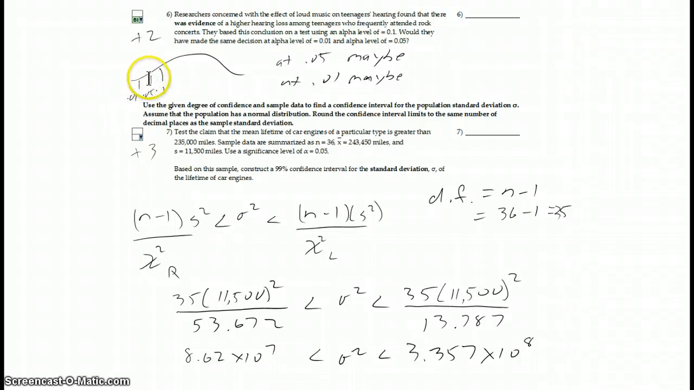Now the question is, would they have made the same conclusion at 0.01? Well, if the p-value, let's say, was 0.04, the answer would be no. It wouldn't quite be beyond that threshold. But if the p-value was 0.0001, then yes. So that's why it's a maybe for 0.01. And the same thing for 0.05. We don't know exactly where it is. We just know that the p-value is less than 0.1. So we don't know if it's left or right of these other lower thresholds. So that's why it's maybe for both.